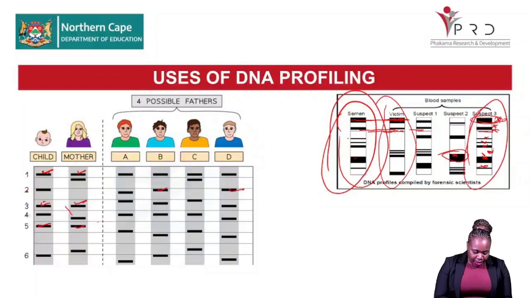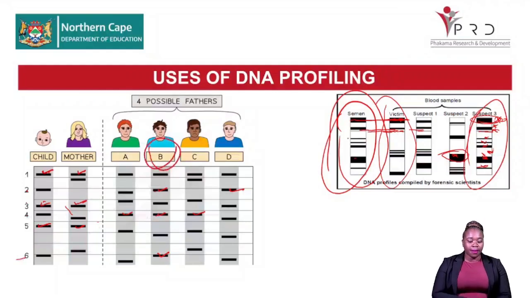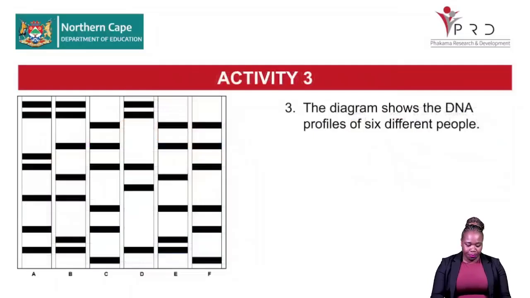Right. And then bar number 4, it matches A, B, and C. Right. And then bar number 6, it matches B only. So now bar number 2, B, bar number 4, B, and bar number 6, B. It means that the possible father here would be male B. All right. Then the remaining ones cannot be the fathers because they did not have all the remaining bars of the child matching to them.